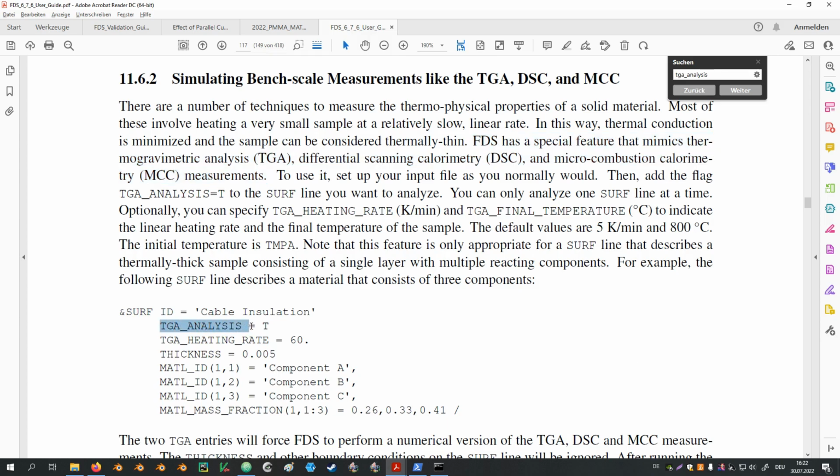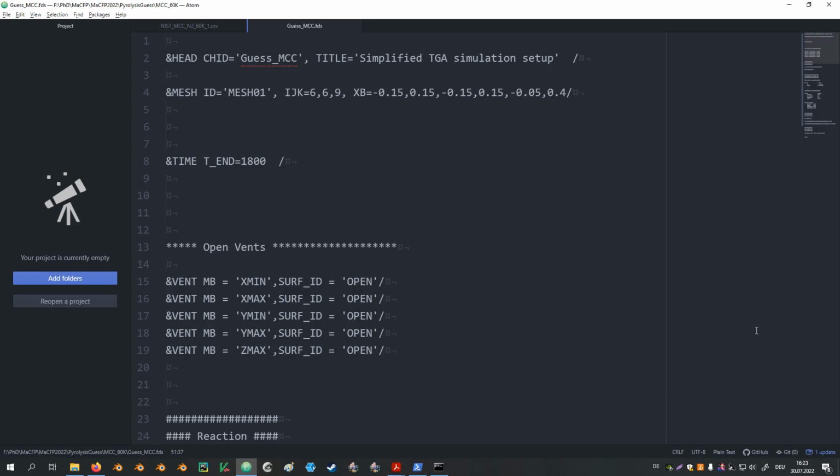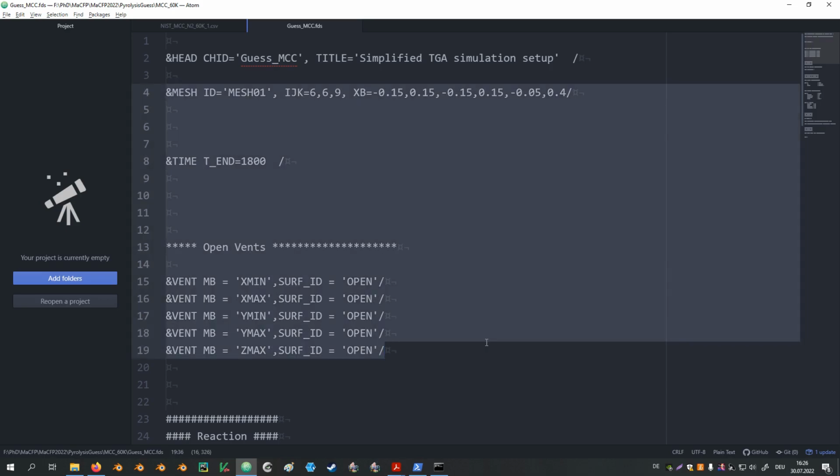This model can be activated by adding the TGA analysis parameter to a surface definition. This functionality can only be used at a single surface and also for a surface that only has one layer. I've prepared an FDS input file here and we will now be adding the necessary parameters. The parameters like the mesh and time do not matter that much because the TGA analysis functionality will basically sidestep everything that makes FDS behave like FDS. It will run only a very simplified model for a mass sample that is heated up, and while it is heated up it will react following the Arrhenius model.